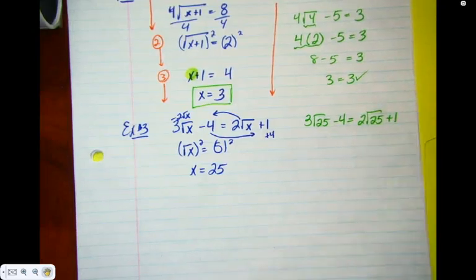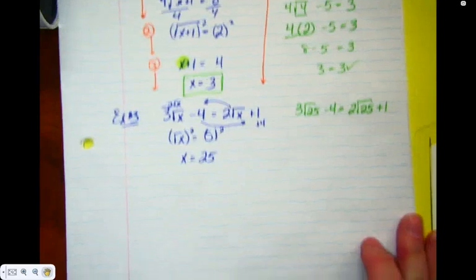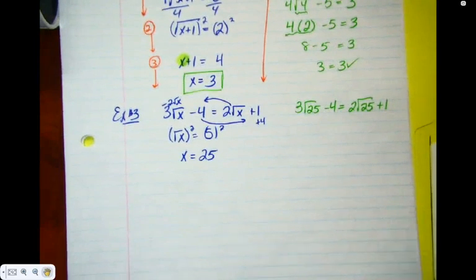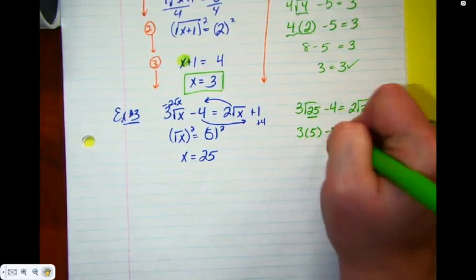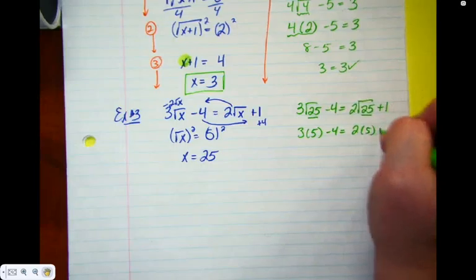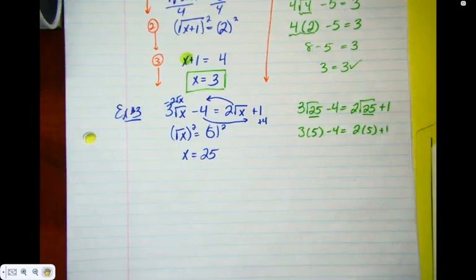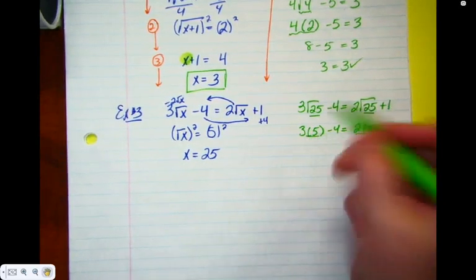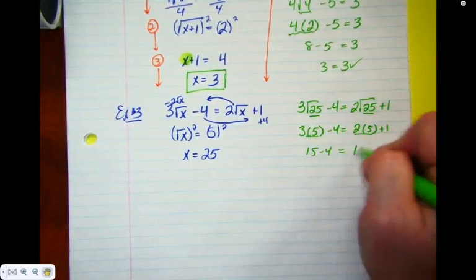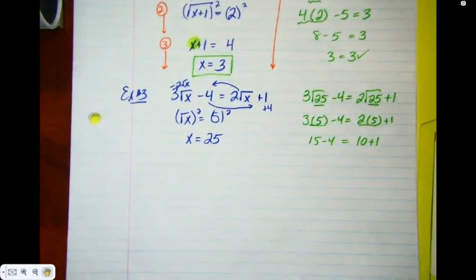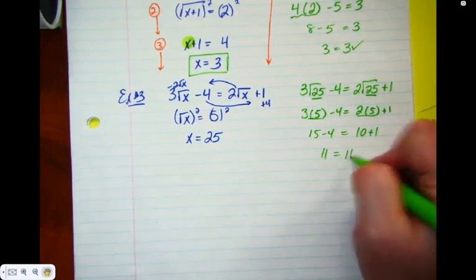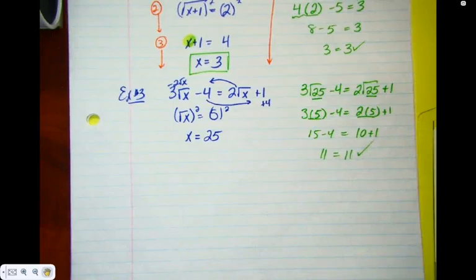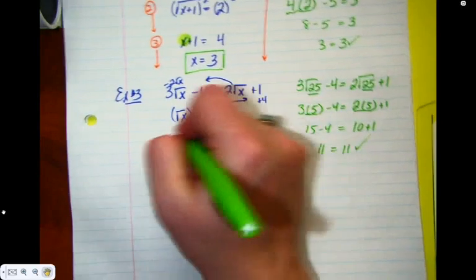Just repeating, you have to go back to the main question. You can't go up to step 3 or step 2 or step 1. You got to go back to what the question asked. I'm going to do the roots first on both sides. So this gives me 3 times 5 minus 4 and 2 times 5 plus 1. Then the multiplication, 15 minus 4, 10 plus 1. Then the subtraction, 11 equals 11. Conclusion, it's correct. 25 is our answer.